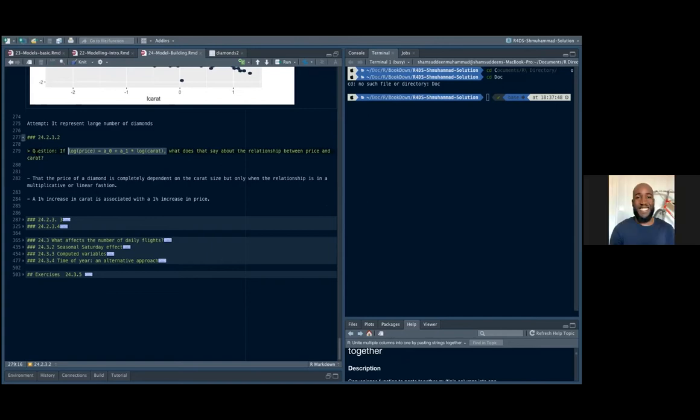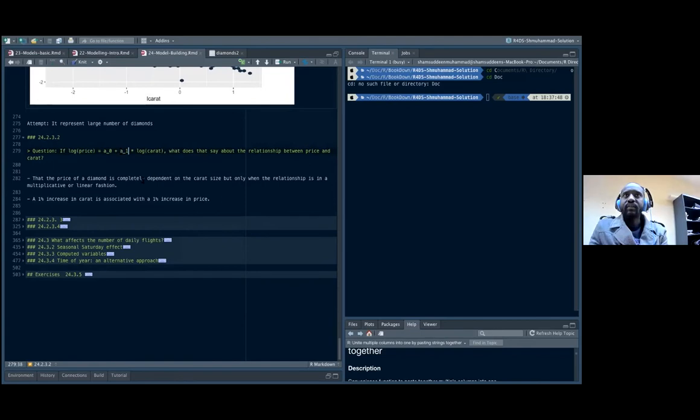Yeah, but anyway, what I can say about the second one is that we can say the 1% increase in the carat is associated with a 1% increase in price. Yeah, that's right. This is the increase. Yeah, something like this. So A1, because this is A0, something like that.